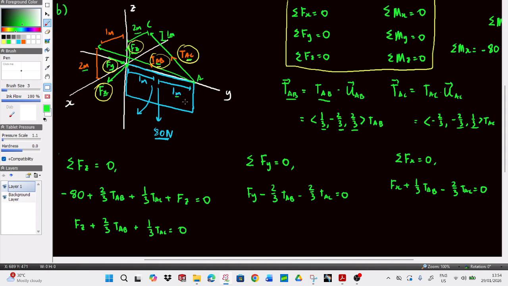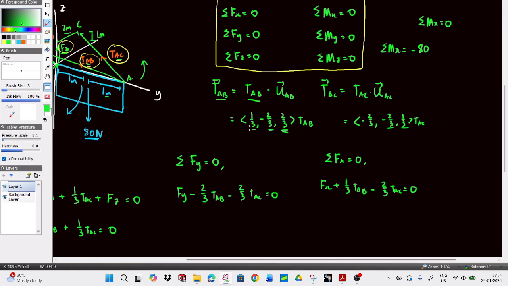We have 1 meter, so the z component is 2 over 3. The z component can cause the signboard to flip up, which means it goes counterclockwise. It's positive. So we end up having positive 2 over 3 TAB, and the distance from the y to the signboard is times 2. And for TAC, it's just going to be positive 1 over 3 TAC times 2.